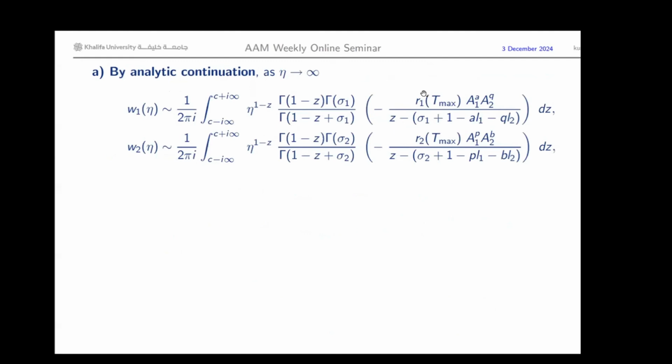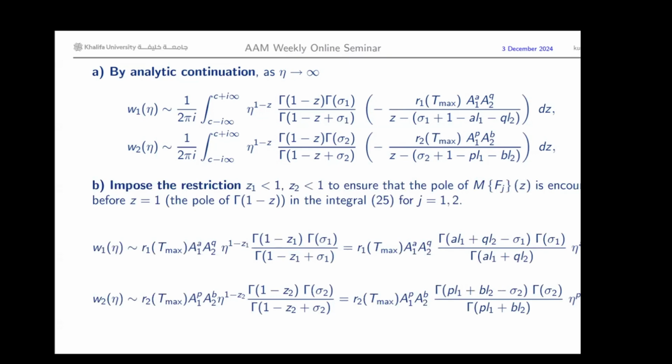So again, we see that in this part we have singularities of a pole type, and this gamma also exhibits singularities at every non-positive integer. Then what to do next? The next step is to impose the restriction to take Z1 and Z2 to be less than 1. I'm really sorry, I didn't say which one. This is Z1, and this is Z2.